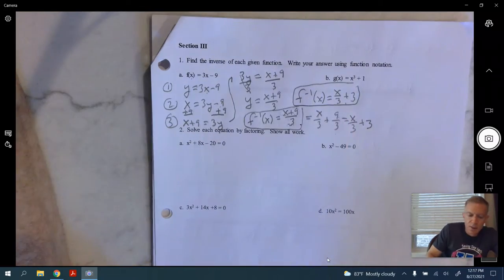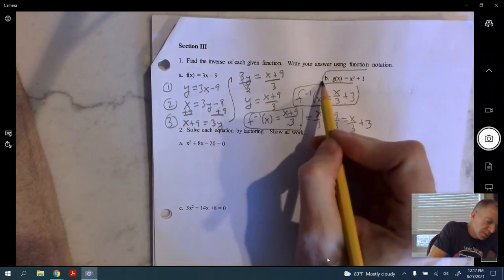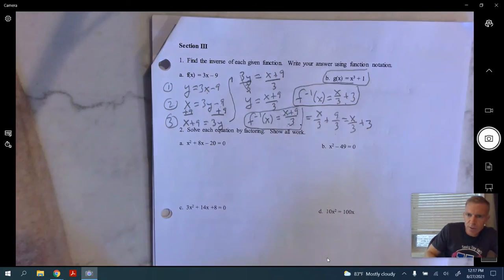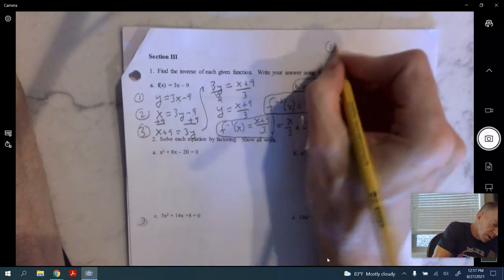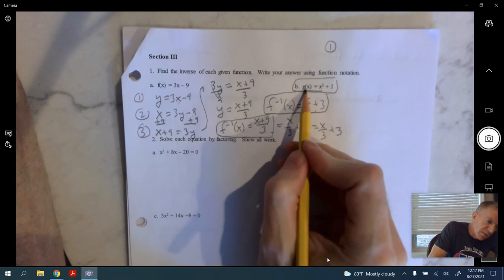Okay, let's look at the next one. This one's a little trickier just because the algebra is a little harder, but it's the same original 3 steps. I'm going to start up here with step 1. You're going to rewrite the f of x as y.